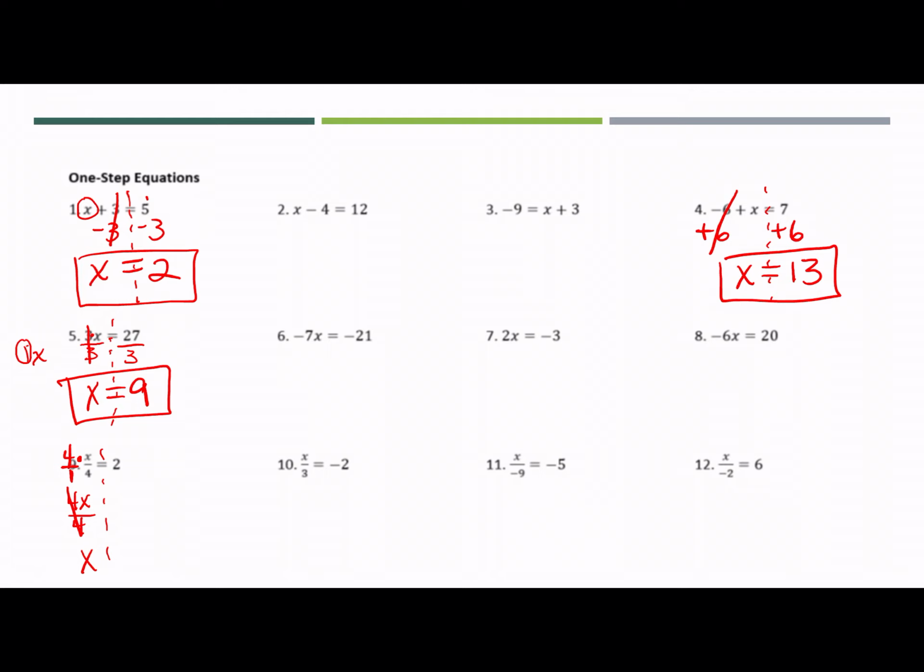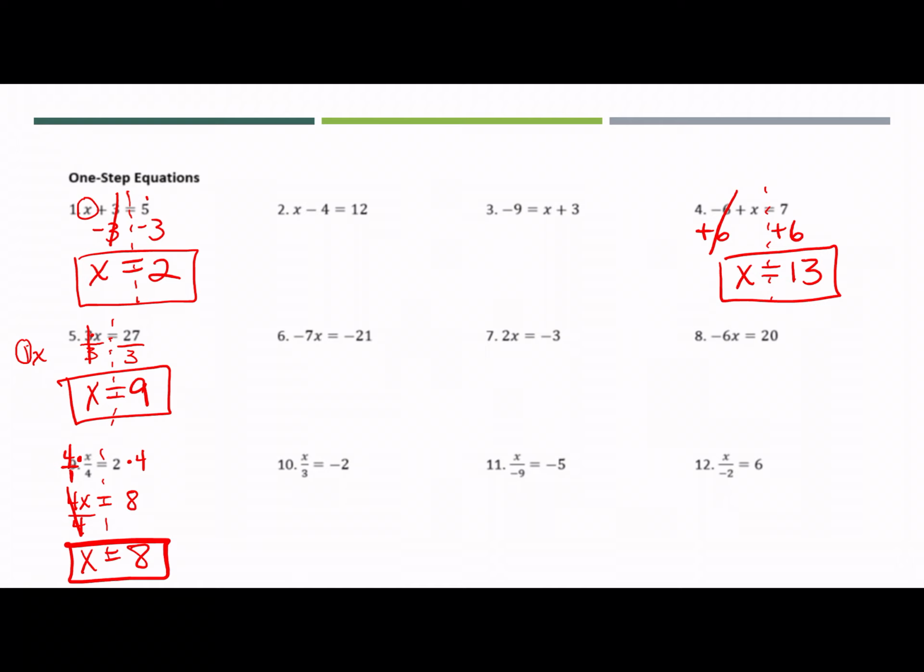But again, everything I do to one side, I have to do to the other. So I'm going to multiply the other side by 4 as well. So I have x is equal to 2 times 4, which is 8. Final answer. Let's do one more like that together. So let's jump to number 11.